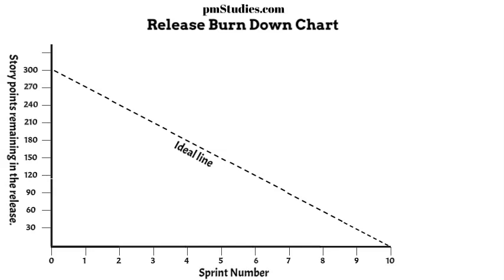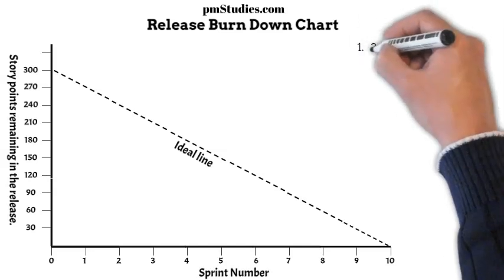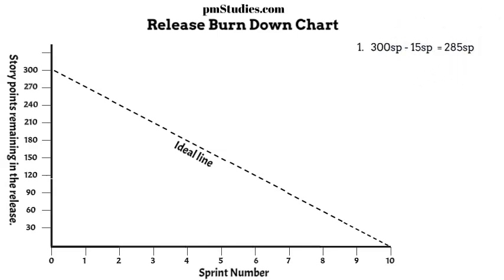On the first sprint, the team that is doing the work completed 15 story points. This is shown by the actual line that has been plotted. As shown on the diagram, they are 15 points behind the sprint target of 30 story points. The actual line is above the ideal line, indicating that the progress is behind schedule.